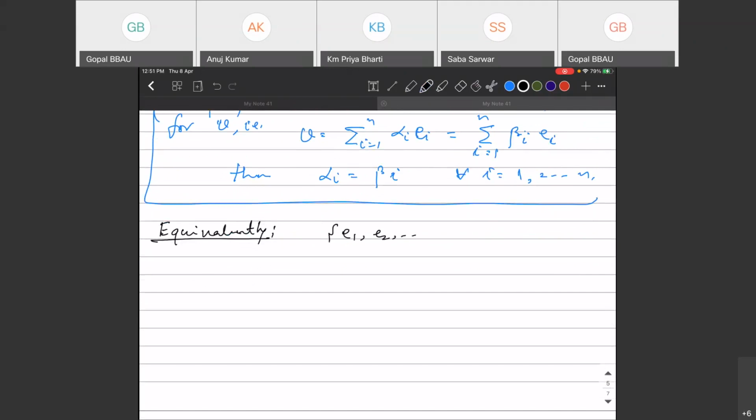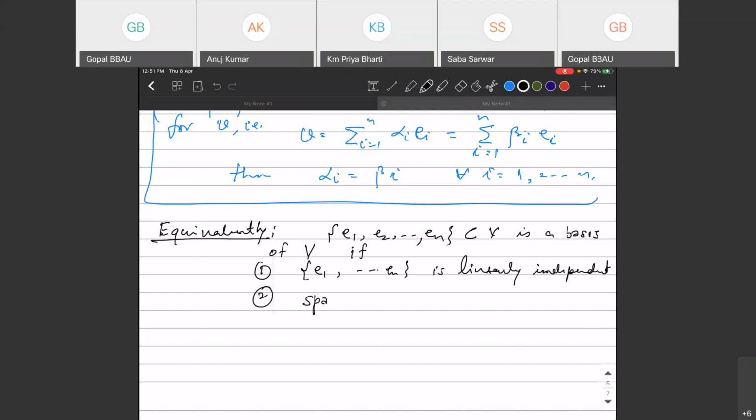E1, E2, ..., En is a basis of V if, number one, E1, E2, ..., En is linearly independent, and number two, the span of E1, E2, ..., En is V. Okay.